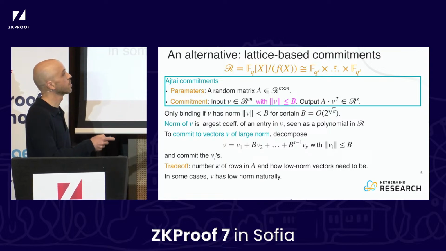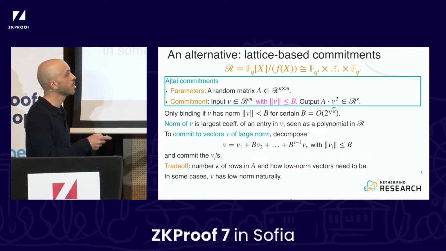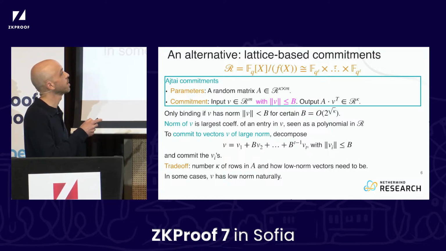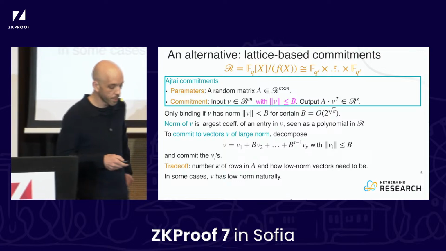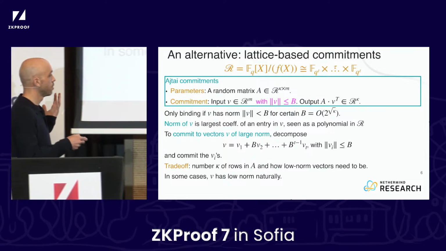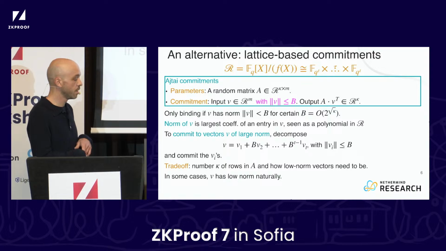Because b is 2 to the square root of kappa, if you want matrix multiplication that's very cheap, by having a small number of rows, you get a smaller b, which means that you have to decompose your vectors into more chunks. If you are willing to pay more when you commit by increasing the number of rows, then your b is larger, which means that you can use fewer chunks. So there's this trade-off. In some cases, v has low norm in a natural way.